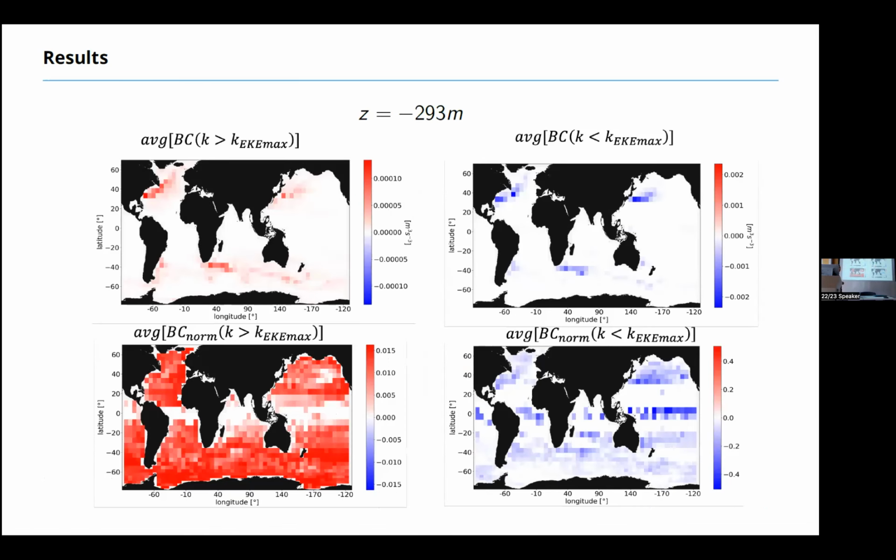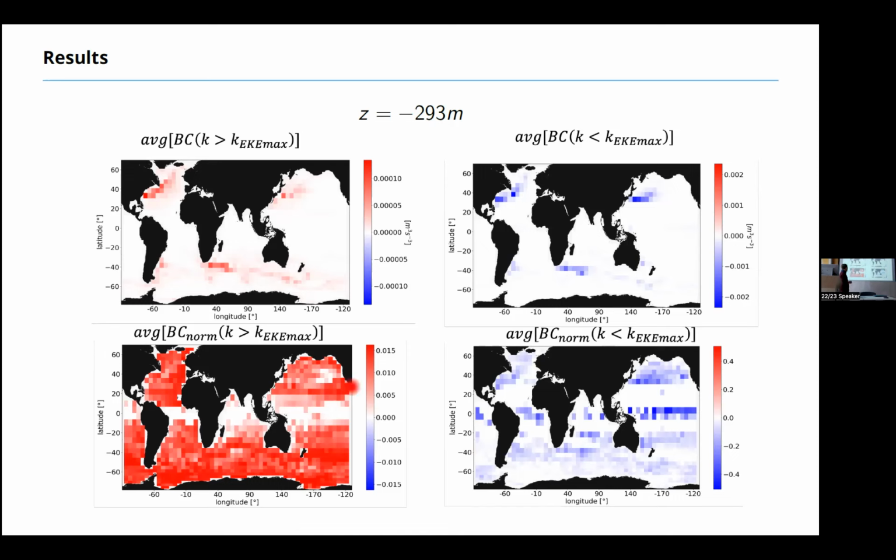of the baroclinic instability term, which is why I show here in the upper two panels, for a depth of 290 meters, the average for the large wavenumbers on the left, and then the average for the smaller wavenumbers on the right. So basically on the left, you can see that positive baroclinic conversion is strong in the western boundary currents, and then in the ACC and in the Agulhas current. And in these regions, we also see the strongest negative baroclinic conversion, indicated by this figure here.